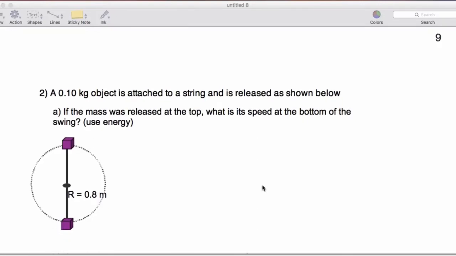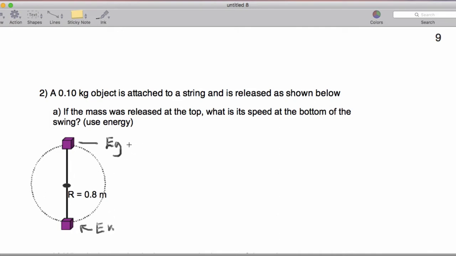We have this object with mass released at the top, and we want to know the speed at the bottom of the swing. So we're going to use energy considerations. One thing to be clear on, here we have all EG. Down here we have all EK.